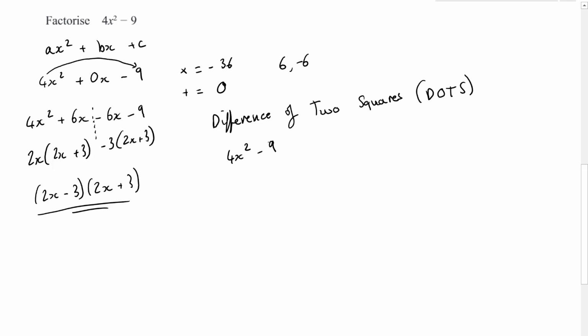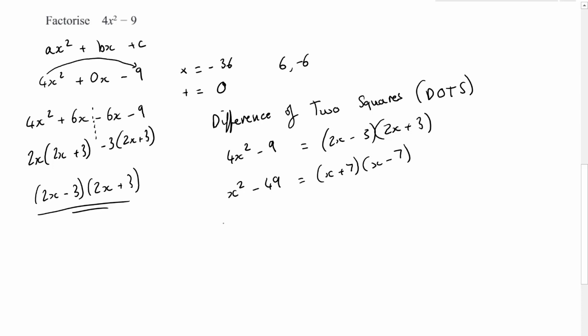And we can always take a difference of two squares and put it into, if we square root this, we get 2x minus the square root of this, which is 3, and then do the exact same thing with a plus, and that's how we got to this. We could do it with anything. We could do it with x squared minus 49. We could put that into x plus 7, x minus 7. It doesn't matter which way around you place these because you're multiplying them anyway.